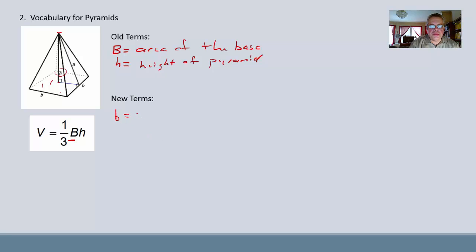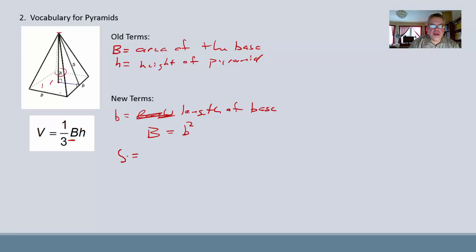So b equals the length of the base. So capital B, which is the area, would be little b squared. Little b is the length here, and just b times b would be the area of the base. So that's the relationship between capital B, the area of the base, and little b, the length of the side. I didn't invent this, so it's a little confusing, but there's a difference between lowercase and uppercase.